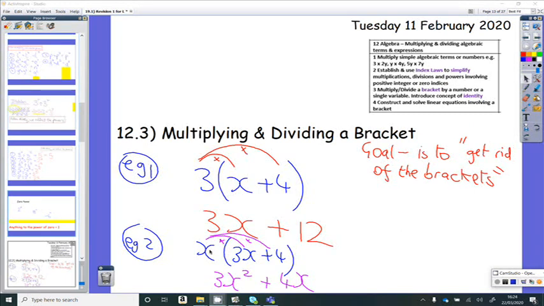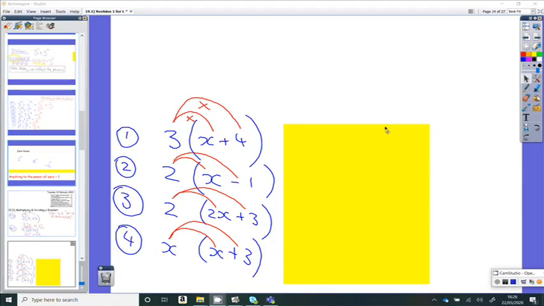Second example, first claw is x times 3x, which gives us 3x squared. And then our second claw, remember the claws you always multiply, x times plus 4 is plus 4x. So here are 4 for you to practice, please. So pause the video.